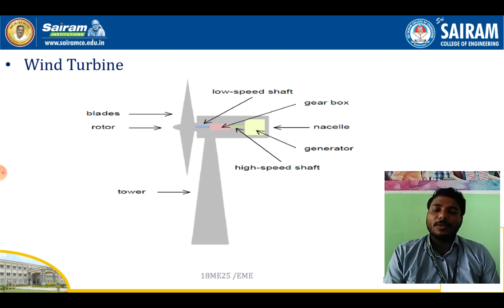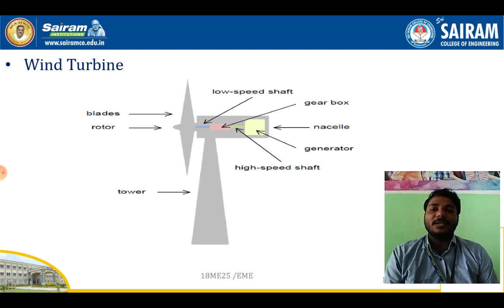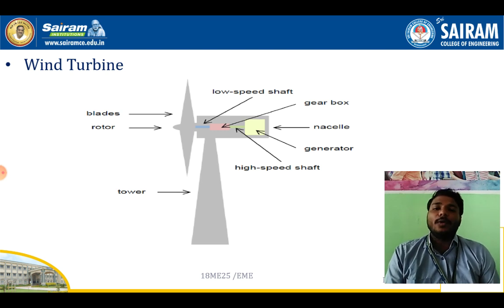Now, when the wind turbine blade starts rotating, automatically the shaft starts rotating. Once the shaft starts rotating, the gearbox also starts rotating. Now both the shaft and gearbox are rotating at some speed, and that lower speed will be converted to the higher speed with the help of the gearbox. Next, you can see the high speed shaft.